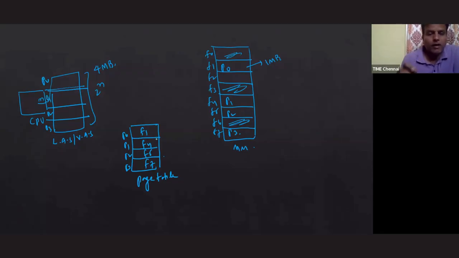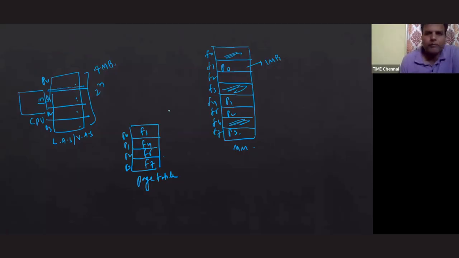So that's why, sir, in the formula, whenever you are calculating the page table size, the number of entries inside the page table equals the number of pages in a process. Number of pages in a process we are saying. 4 pages you are keeping inside the main memory, and 4 entries are there.